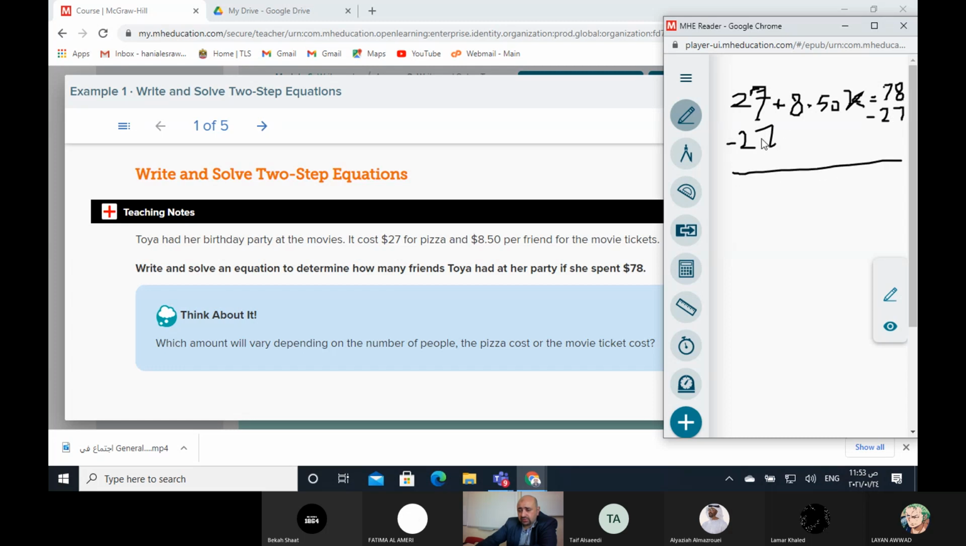Now 27 minus 27 will be 0. Remains here 8.50x equal 78 minus 27, which will be 51. Now, how to remove 8.50? Try to divide by the coefficient, 8.50.